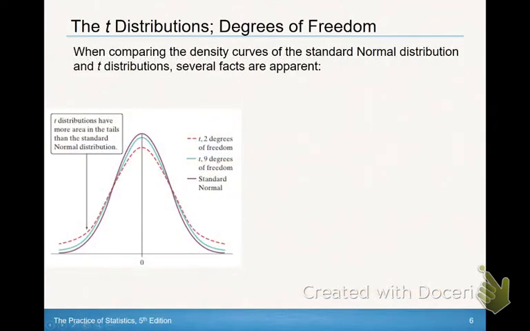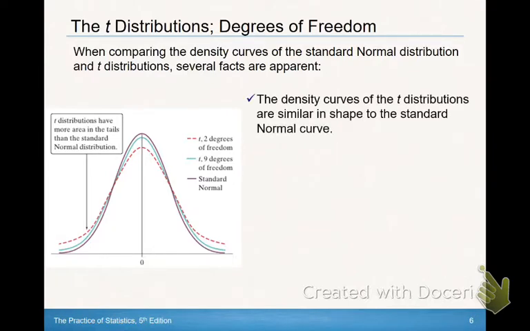When comparing the density curves of the standard normal distribution and t-distribution, several facts are apparent. So we have a couple of things going on here. We have the purple curve, which is the standard normal curve. We have the teal curve, which is t with 9 degrees of freedom, and the dotted red line, which is t with 2 degrees of freedom.